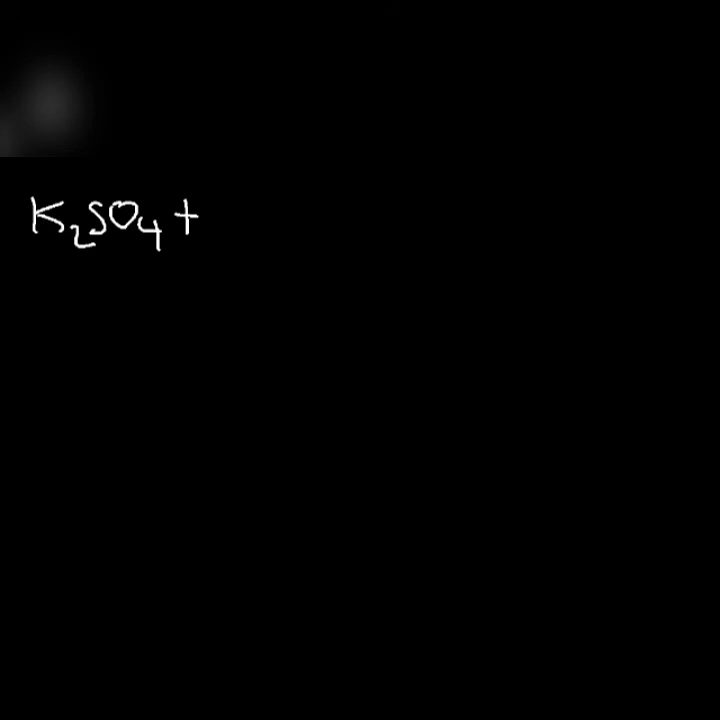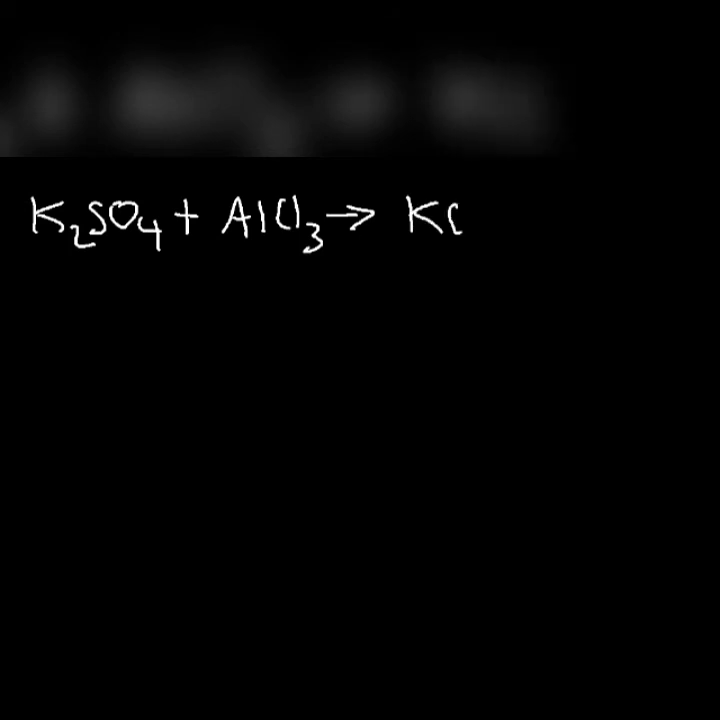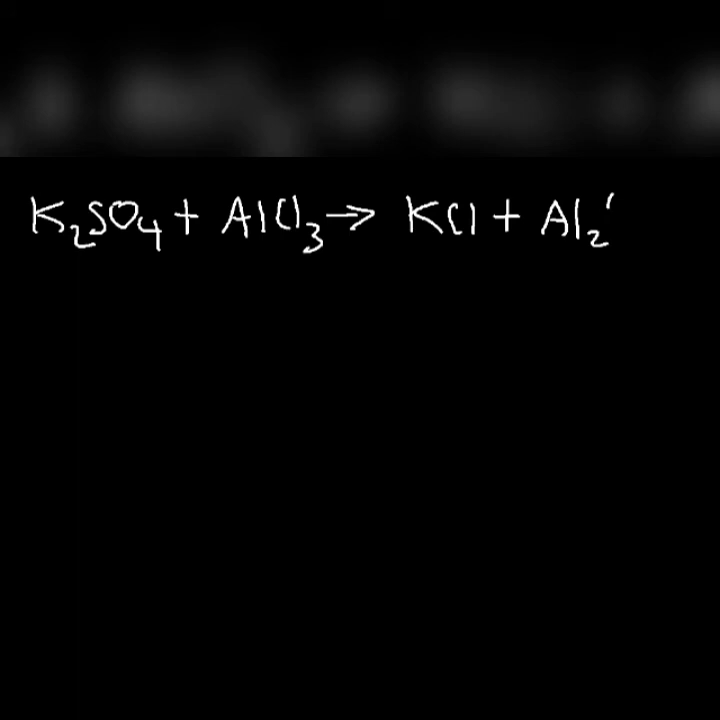Here's another double replacement reaction that you could work on. Potassium sulfate, K2SO4, plus aluminum chloride, AlCl3, produces potassium chloride and aluminum sulfate, Al2(SO4)3. Go ahead and balance the reaction.